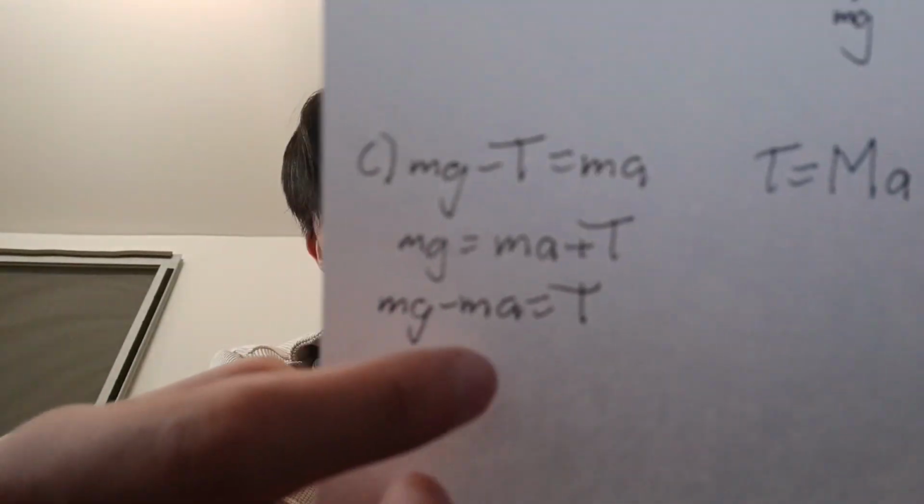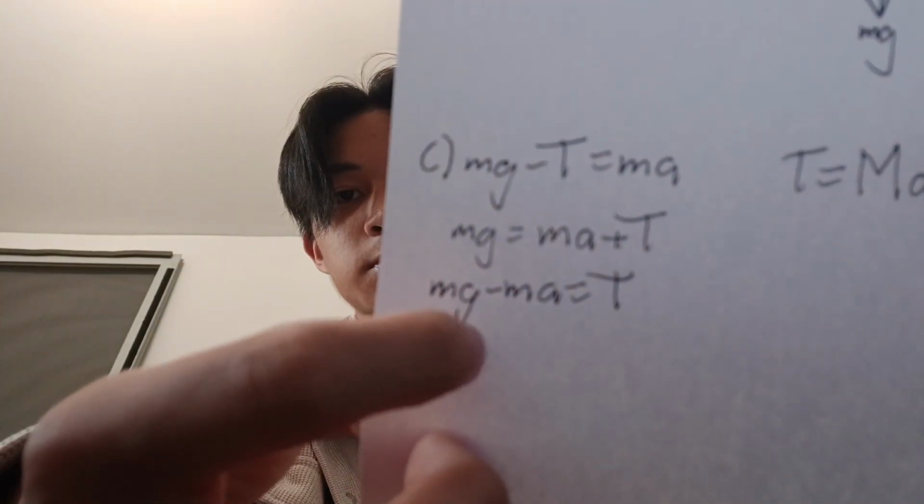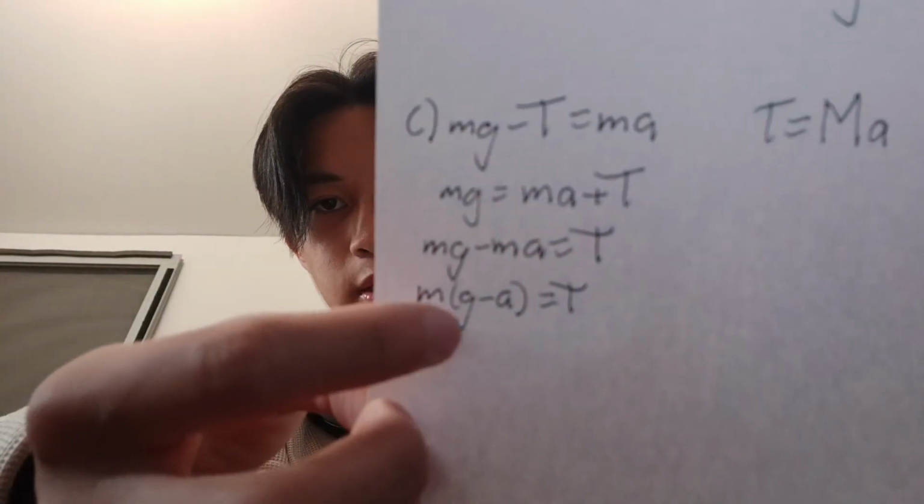And then mg minus ma equals T. Like that. Factor out the m's. And you get m times (g minus a) equals T.